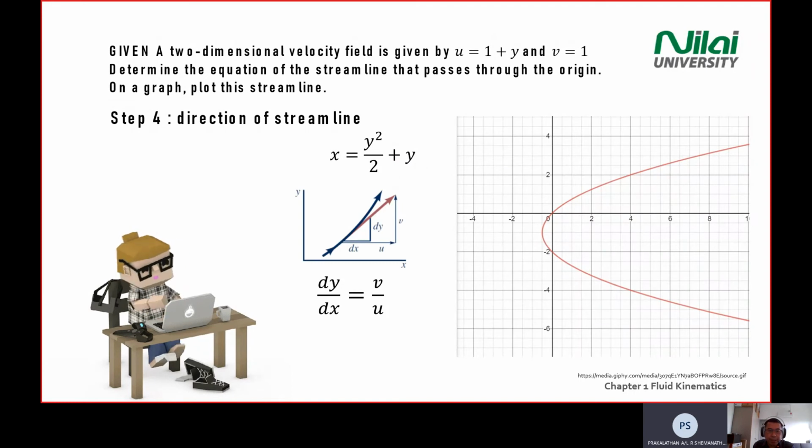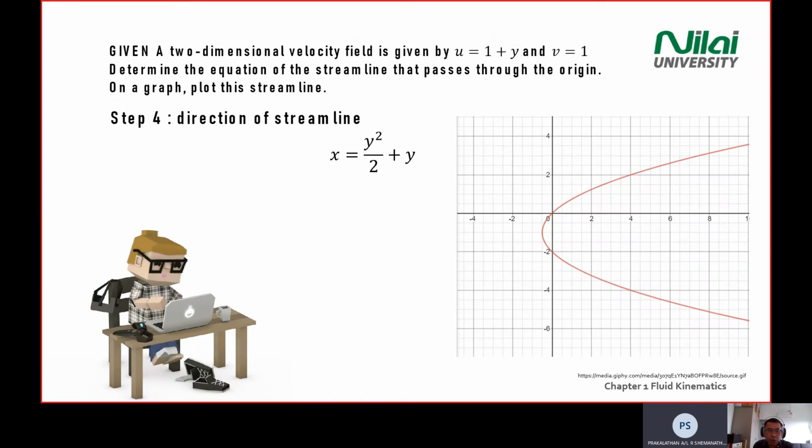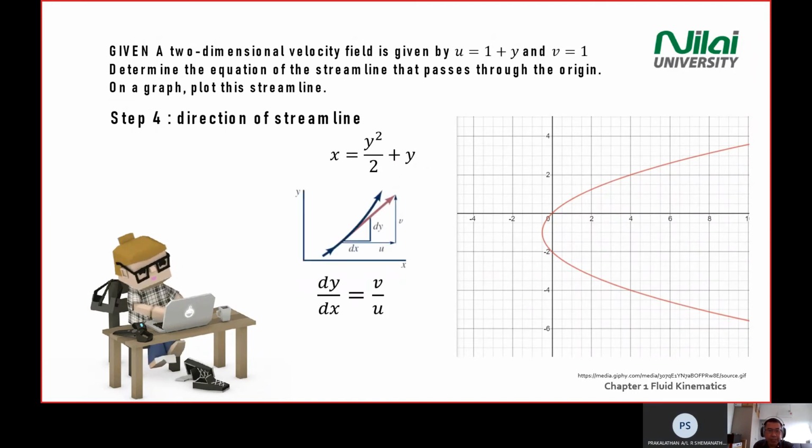Now we're going to go for direction. Just now we did not teach you how to find direction. So now is the time we teach you whether this flow is coming from the top or coming from the bottom. Now recall the dy/dx equation: dy over dx equal to v divided by u, to find the direction.